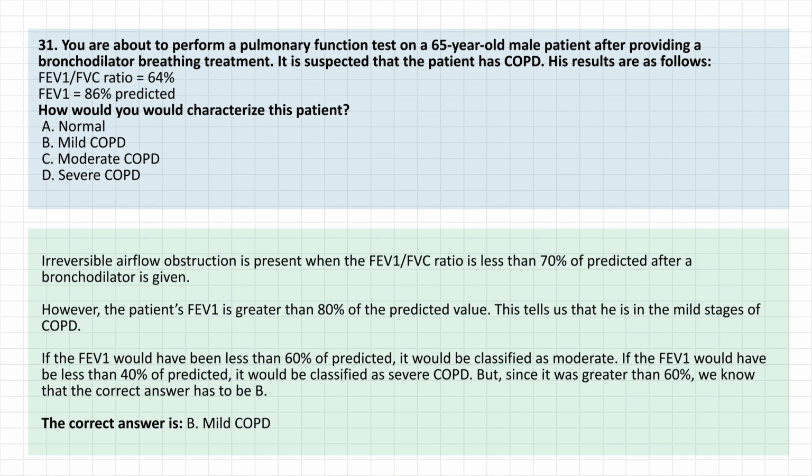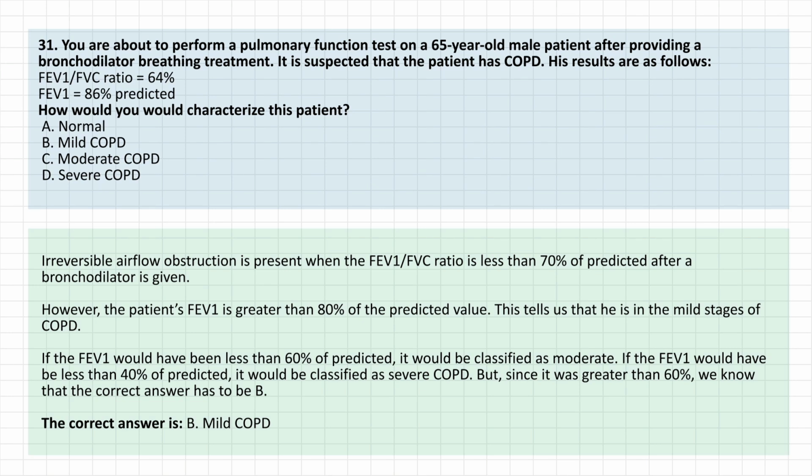Mild COPD. Irreversible airflow obstruction is present when the FEV1 to FVC ratio is less than 70% after a bronchodilator is given. However, the patient's FEV1 is greater than 80% of the predicted value. This tells us that he is in the mild stages of COPD. If the FEV1 would have been less than 60% of predicted, it would be classified as moderate. If the FEV1 would have been less than 40% of predicted, it would be classified as severe COPD. But, since it was greater than 60%, we know that the correct answer has to be B.